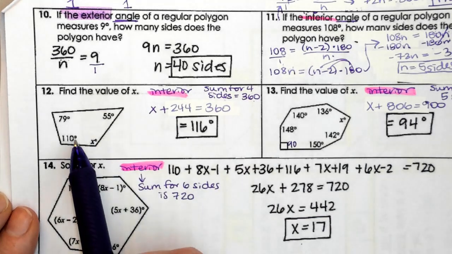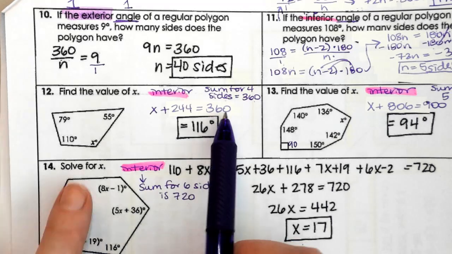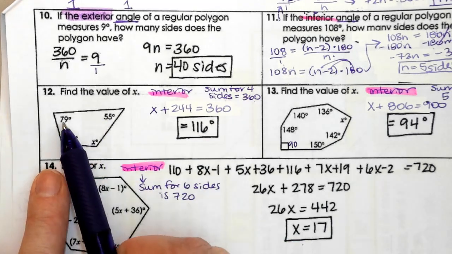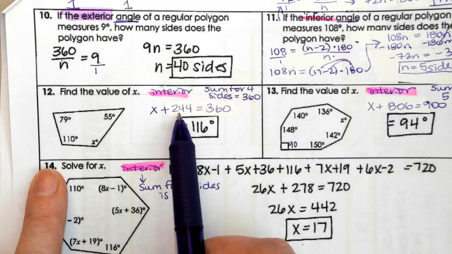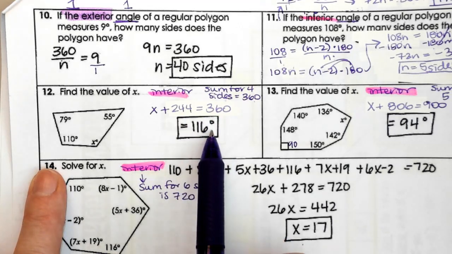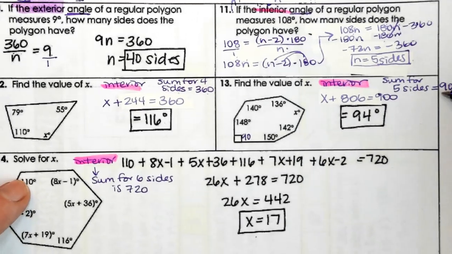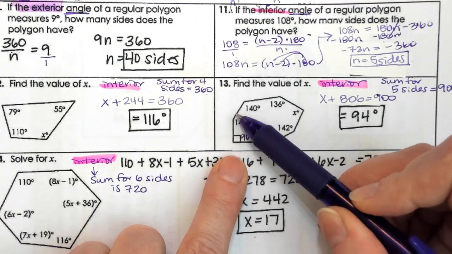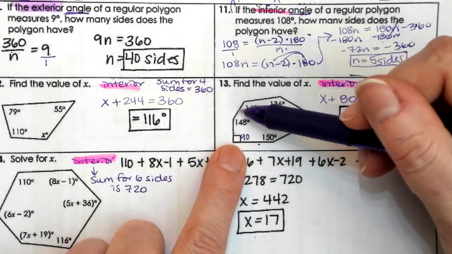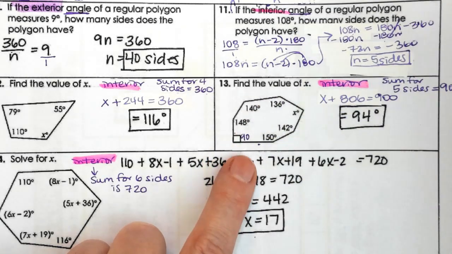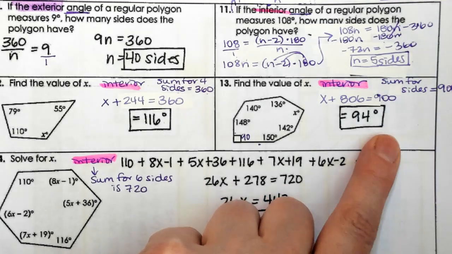And I know that all of these angles added up together are going to equal 360. So when I combined the like terms here, 110, 79, 55, that gave me this, and I took away 244 from both sides to get x, to get that missing angle. All right, same thing for this one. I noticed this was a 1, 2, 3, 4, 5, 6, 7-sided shape. So that would be a 7-sided shape.